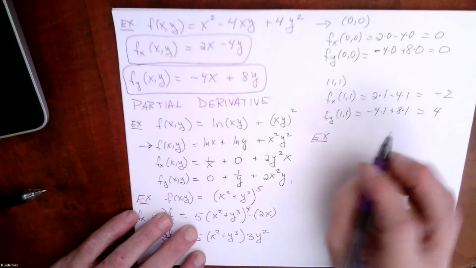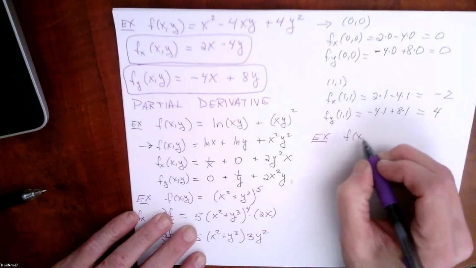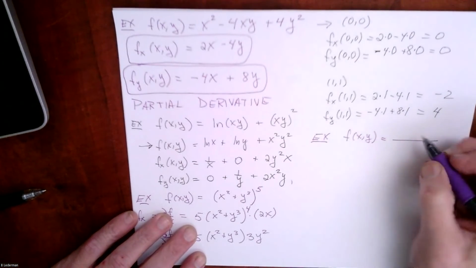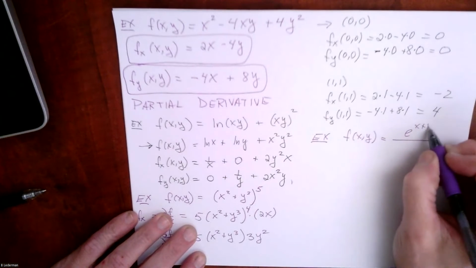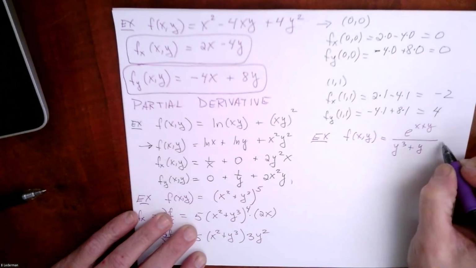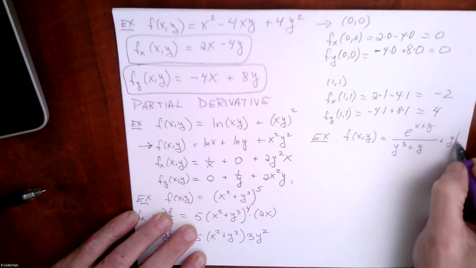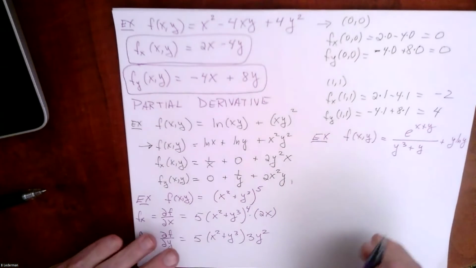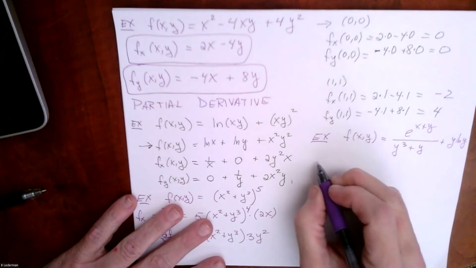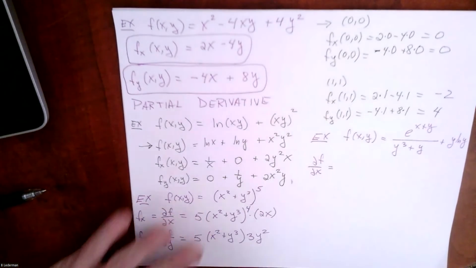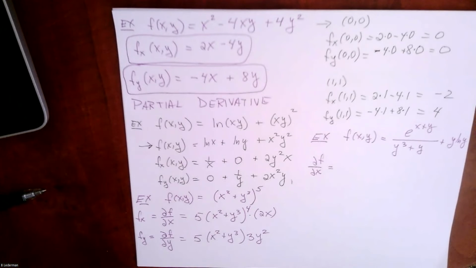I want to find f of x, y is equal to, now we have a big fraction here, e to the x plus y over y cubed plus y plus y ln y. So it's y times ln y. So I want to find del f del x. So that means I'm going to treat x as though it's a variable and treat y like it's a constant.